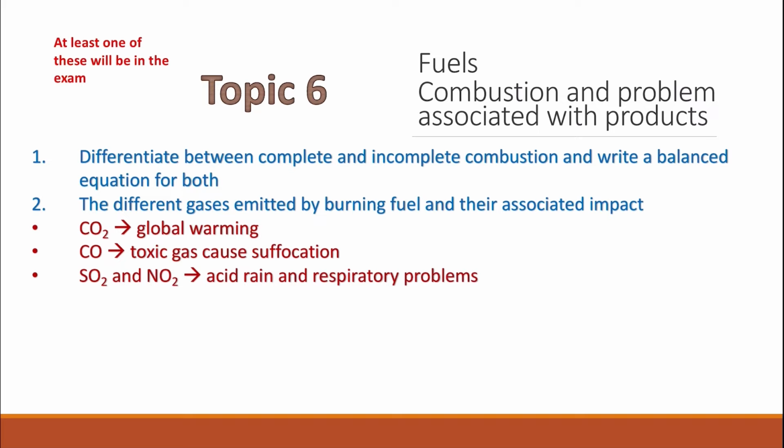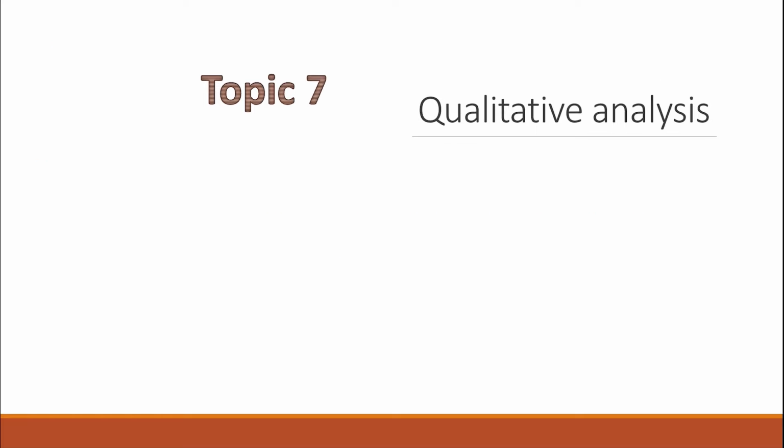Sulfur dioxide is produced because the fuel contains some sulfur. So when you burn the fuel, sulfur dioxide will be produced. Both of these will cause acid rain and respiratory problems. And finally, soot, which is the carbon particulate that comes as one of the products from incomplete combustion. This causes global dimming and respiratory problems.